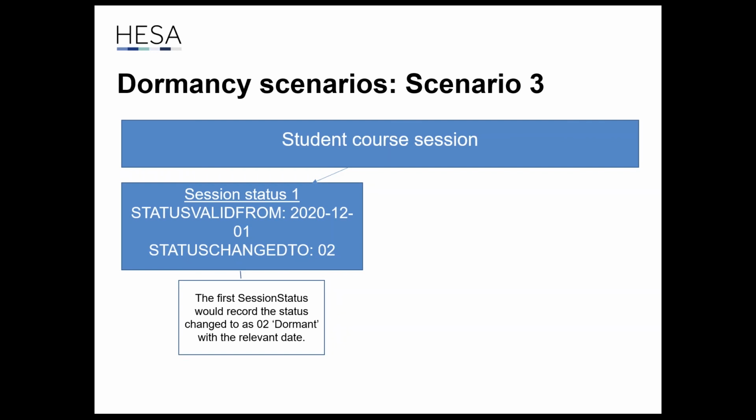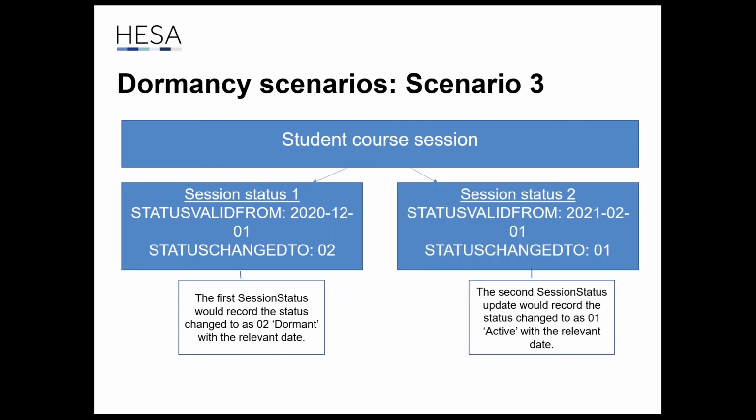However, in this scenario, the student then returns to study. So that's when we'd expect to see an additional session status update. This time with a status change to of 01, indicating that they are back to being active. And again, the date reflecting the point from which that applies. So just to demonstrate then that, as I've said, the active status only needs to be returned where one of the other statuses has applied and the student then moves to an active status. And you can have multiple session status updates within a student course session where that reflects the student's activity.